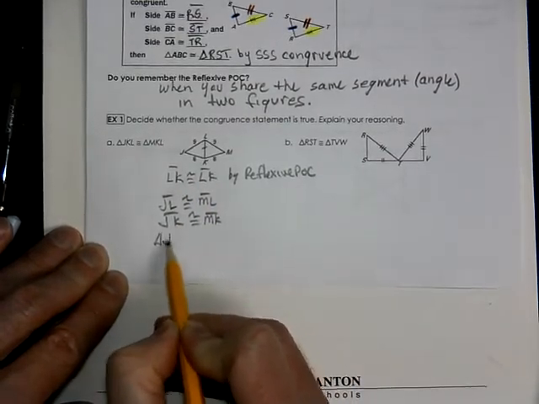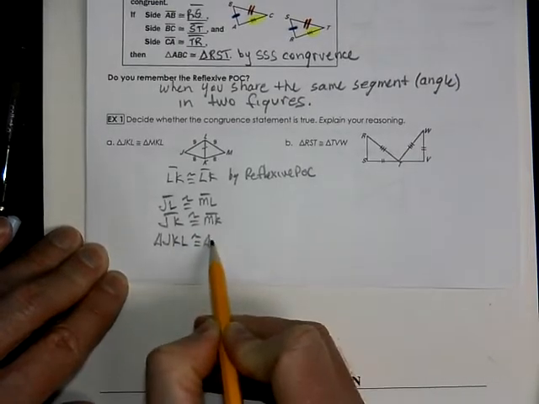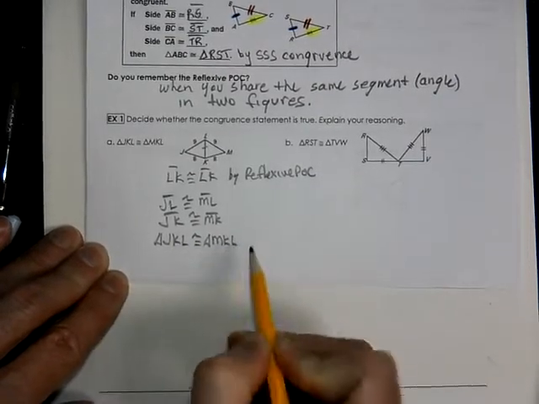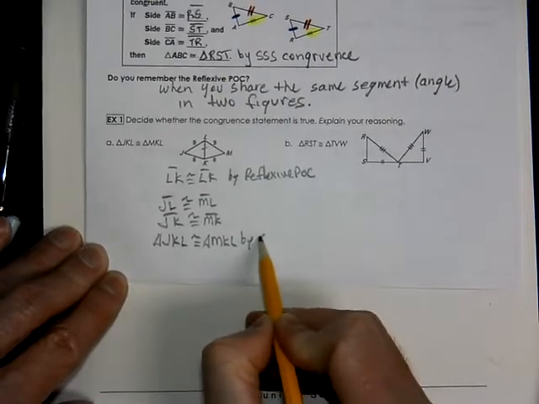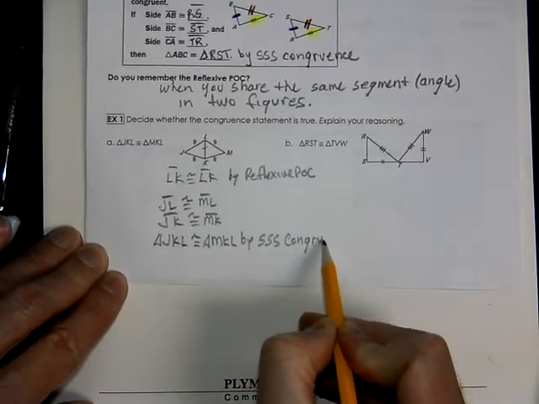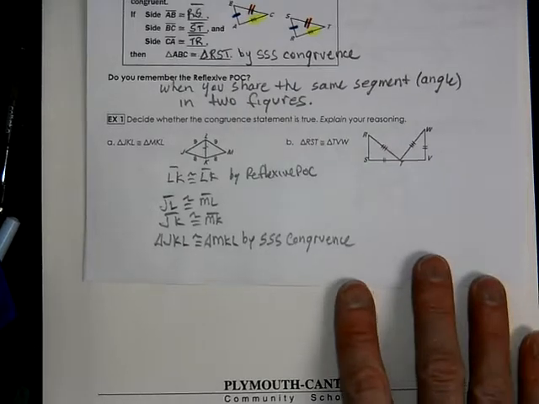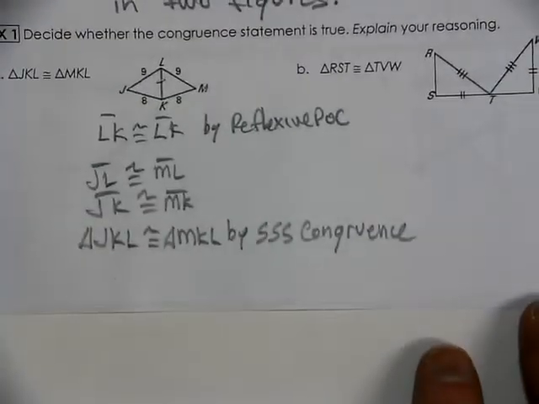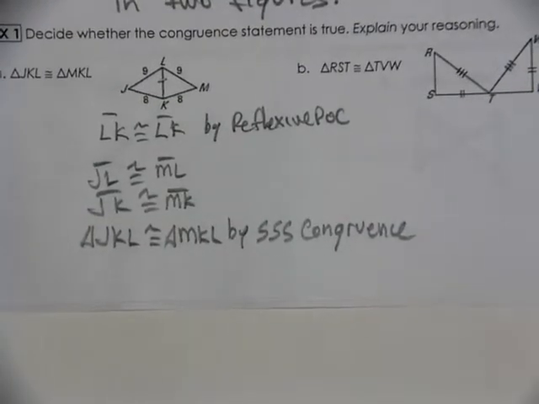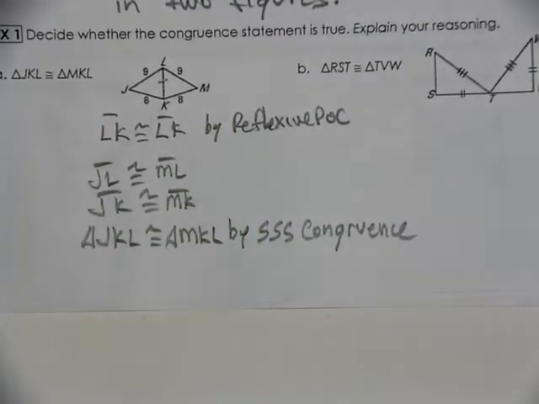Therefore, triangle JKL is congruent to triangle MKL by side-side-side congruence. We know the two triangles are congruent because we have three sides of one triangle congruent to three sides of a second triangle.